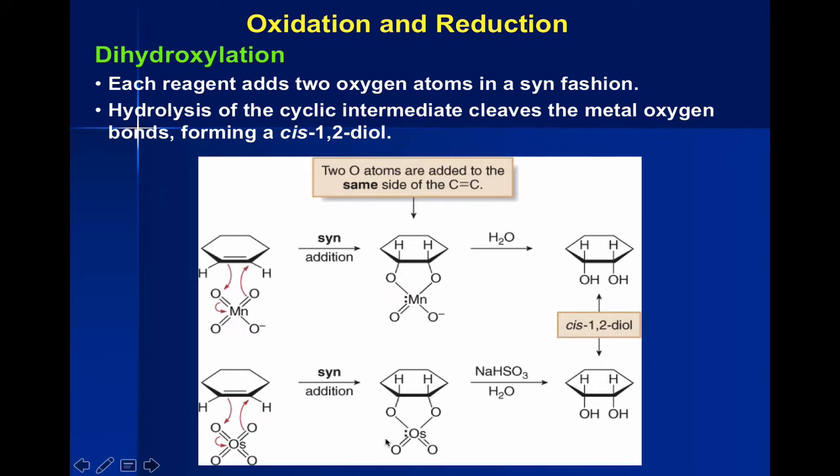Unfortunately, the osmate is actually more stable towards hydrolysis, and that's why you have to add sodium bisulfite to remove the metal from the metal-oxygen bonds and replace them with hydrogen. So that's why you have to have the second step with the osmium. But nonetheless, the mechanism in the first step is the same for both of them, which accounts for the addition being a syn addition of the oxygens to the alkene.